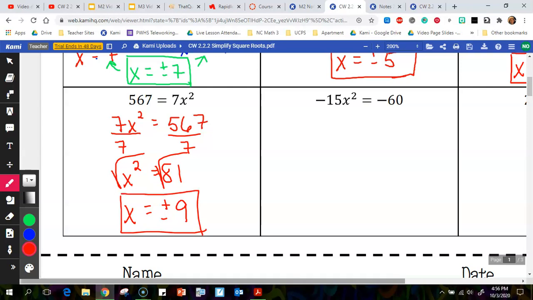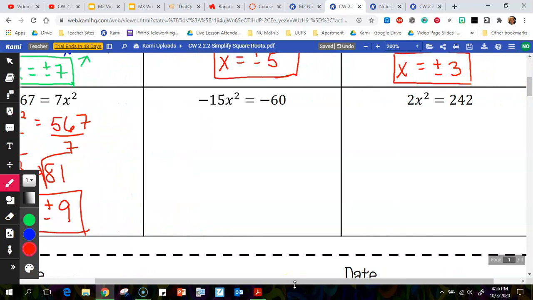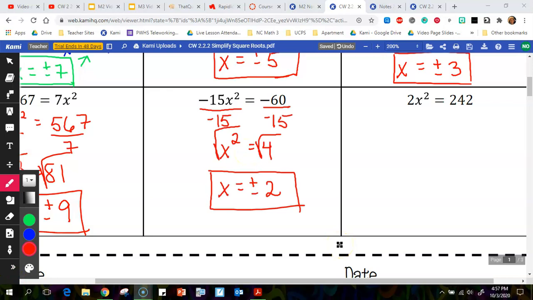All right, I want you to pause your video for a second, and I want you to try this. Oops, try this next one, and then come back and see if you got it right. All right, so you should have gotten x equals positive or negative 2. And we say plus or minus 2 here. We don't say positive or negative usually. But x equals plus or minus 2, divide by negative 15, and then take the square root of both sides.